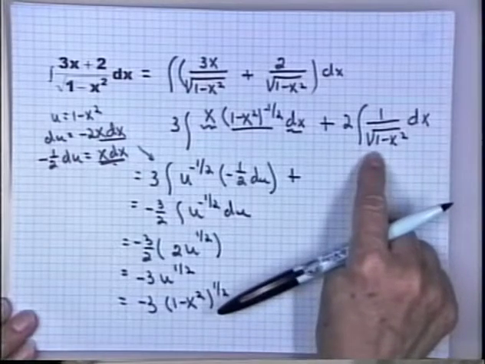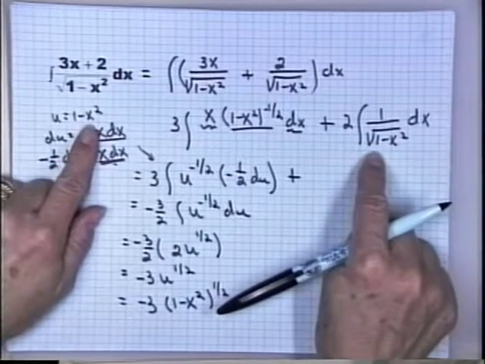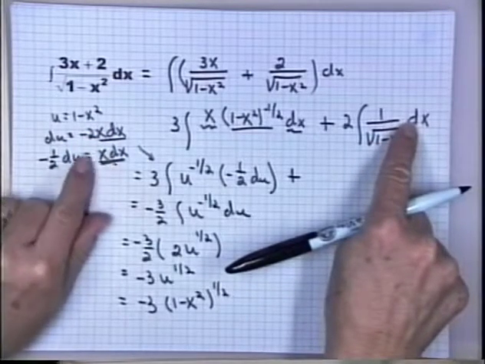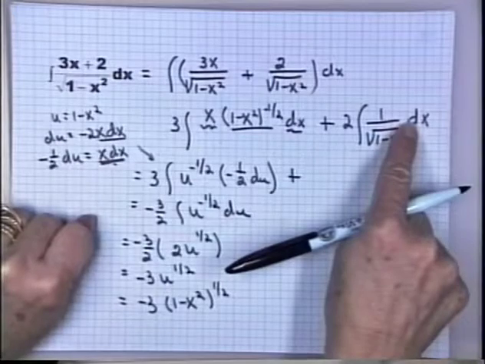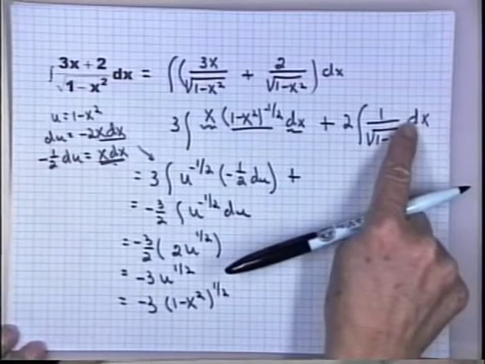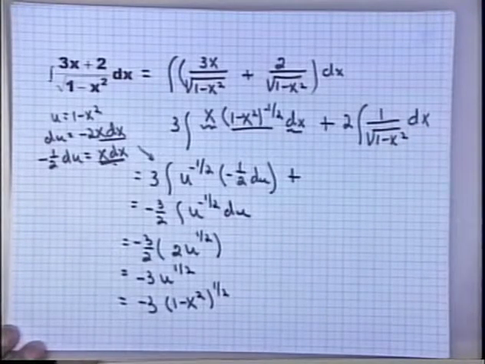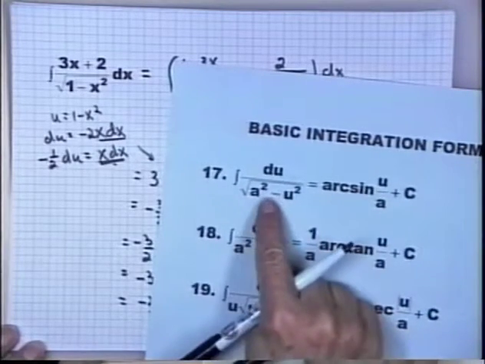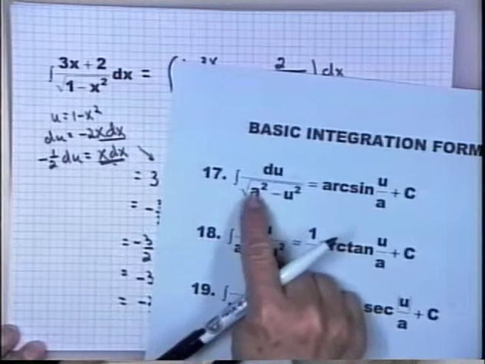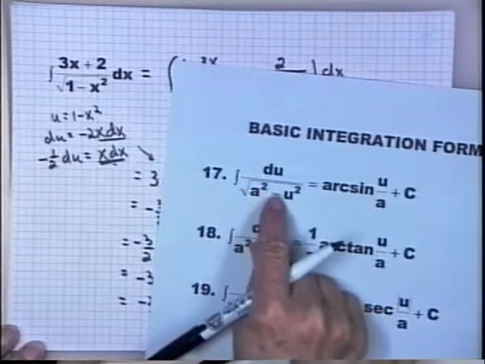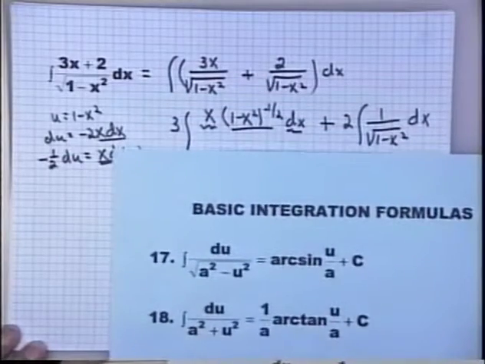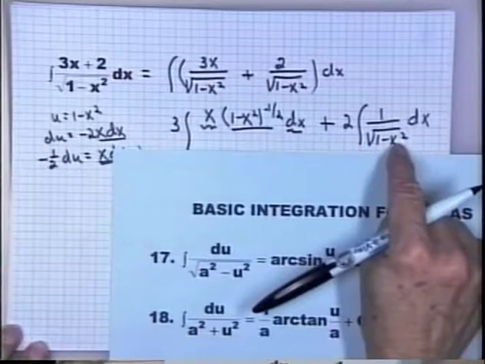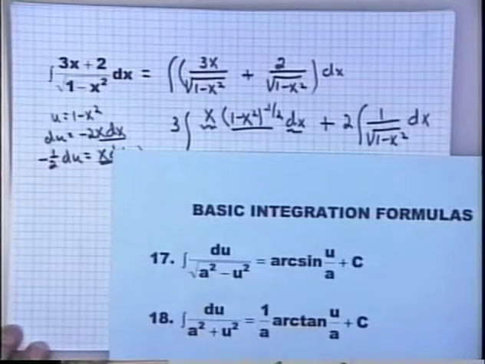What are we going to do with this one? I can't use this substitution because I don't have an x up here that I would need to have my du part. Okay? So think back again to these basic integrals involving your inverse trig functions. Look at this one. It has a square root on it. A squared, that's a constant, minus u squared. Look at what we have. We have a square root. 1 is 1 squared, and x squared. So I think we can get this arc sine form.